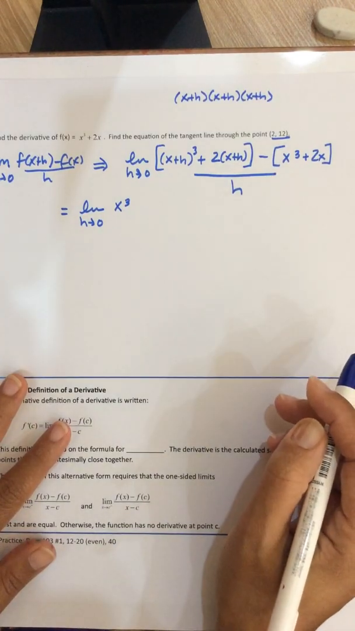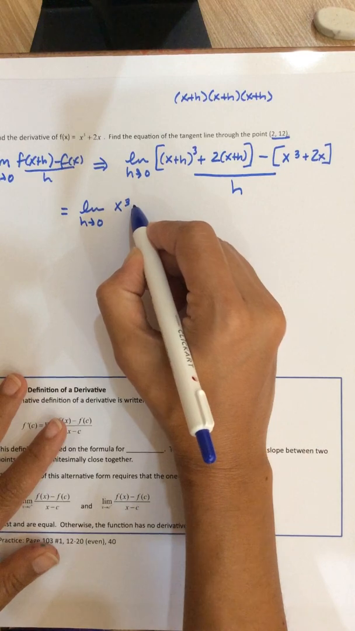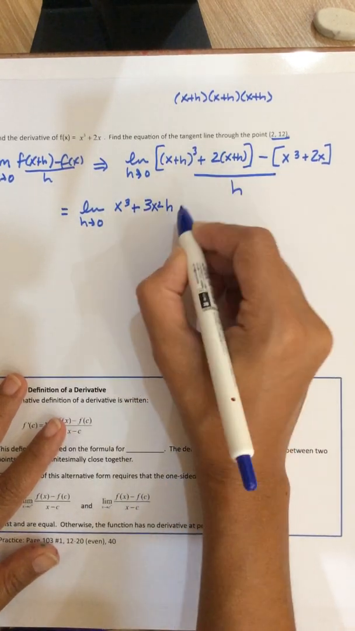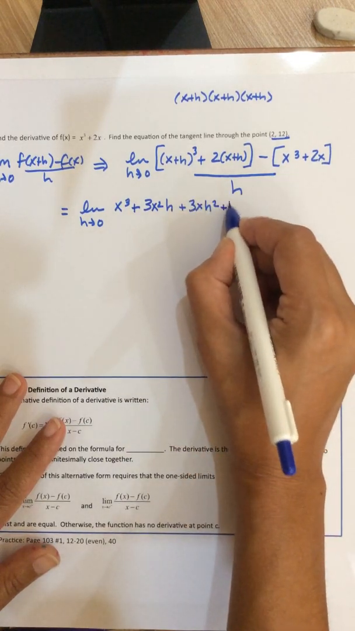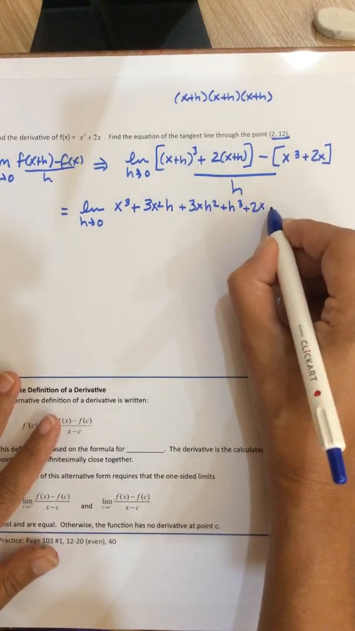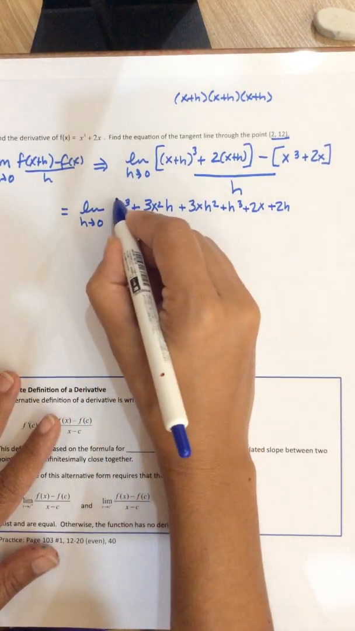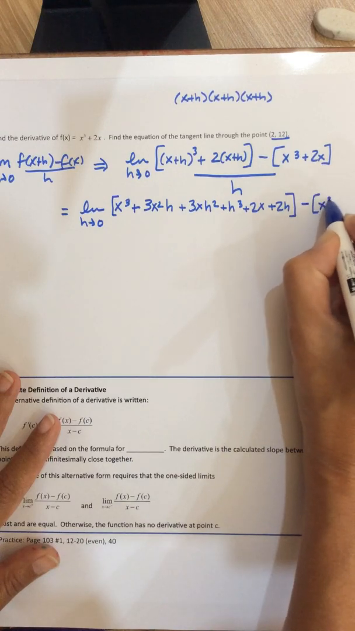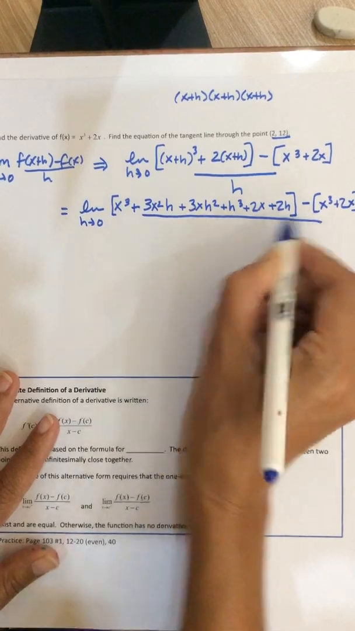Okay, but I'm not going to spend the video doing that. If you need to pause and do that and see if you get the same thing, go ahead. You end up with x cubed plus 3x squared h plus 3x h squared plus h cubed plus 2x plus 2h. And then this whole thing is minus still x cubed plus 2x, right? And all of that is still over h.